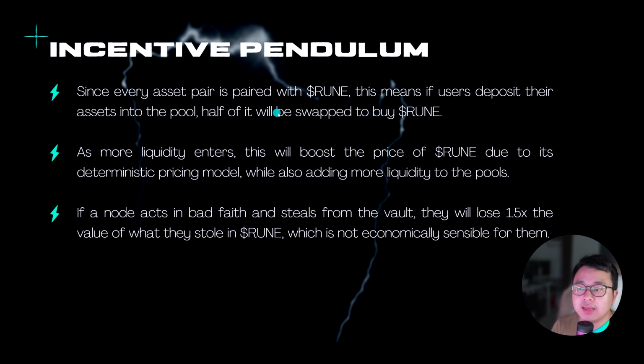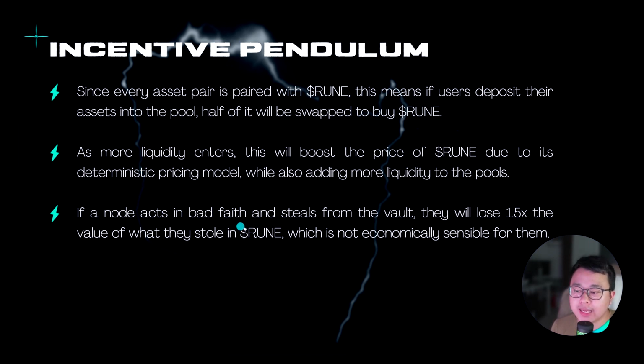Because every pair is paired with RUNE, this means that if users deposit one asset into it, half of it will be swapped to buy RUNE. So that increases buying pressure. And as more liquidity comes in, right, non-RUNE liquidities like Bitcoin, Ethereum, and soon we'll have Luna, this will boost the price of RUNE due to its deterministic pricing model, which is something I'll explain in the next slide. And this will also add more liquidity and depth to the pool.